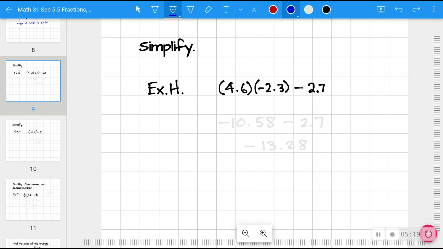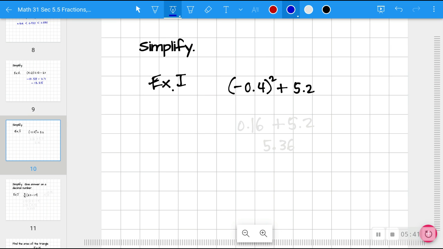So you multiply 4.6 times negative 2.3 on your calculator. Write down the rest of it, and now you do the subtraction. Negative 10.58 minus 2.7, and the result is negative 13.28.